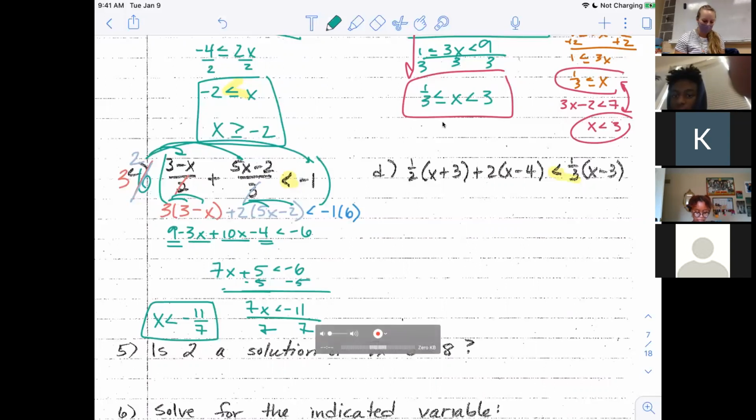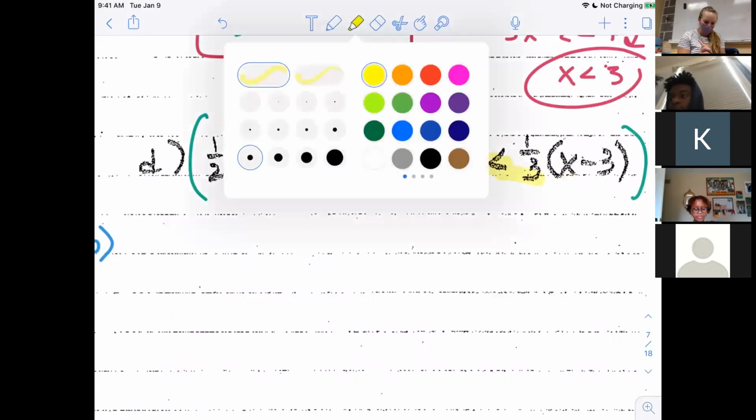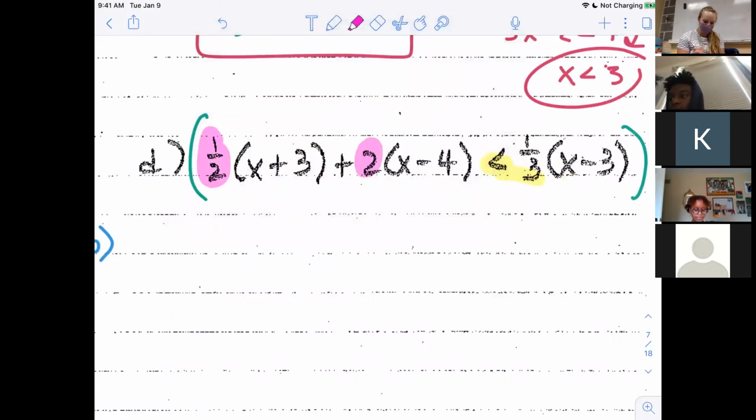All right, now we're on letter D. So let's distribute. Oh, no, let's not distribute. Let's get rid of the fractions first. When I get rid of the fractions here, I'm not going to deal with what's inside the parentheses. I am only worried about these numbers right here, 1/2, 2, and 1/3. So what should I multiply in order to get rid of all of those numbers? 6. We're going to multiply by 6.